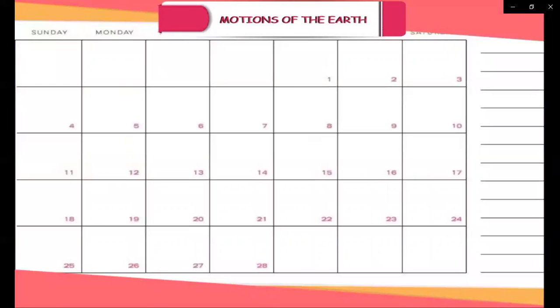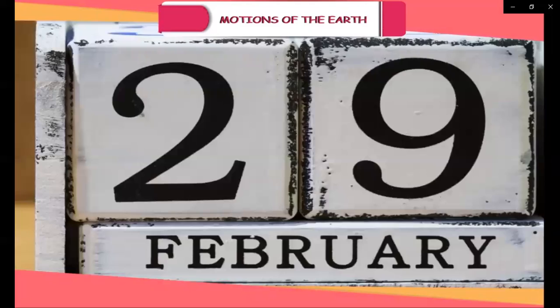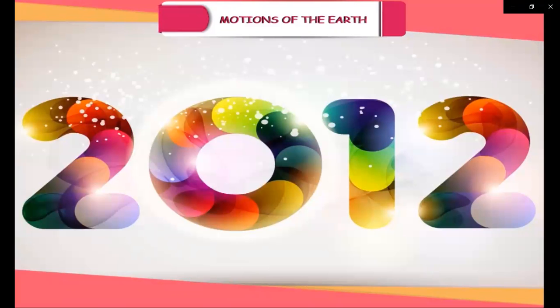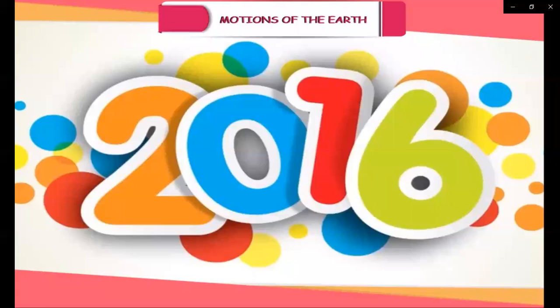Such a year in which the month of February comprises 29 days is known as a leap year. So, a leap year comes once every 4 years. The year 2012 was a leap year, followed by 2016. Find out when the next leap year will be.